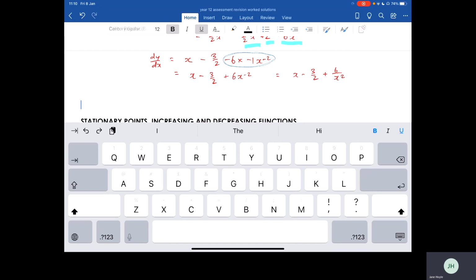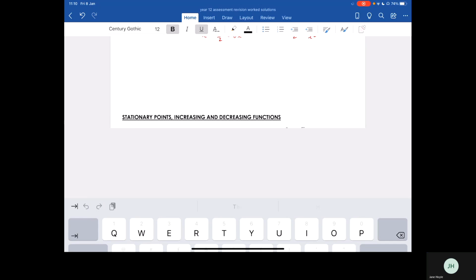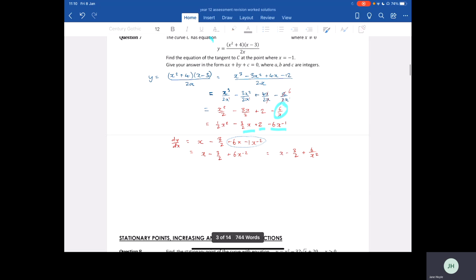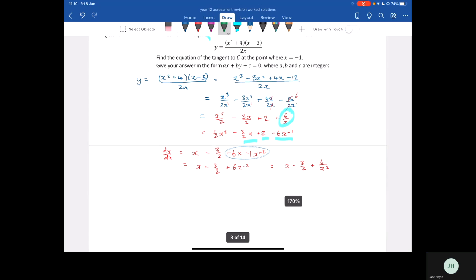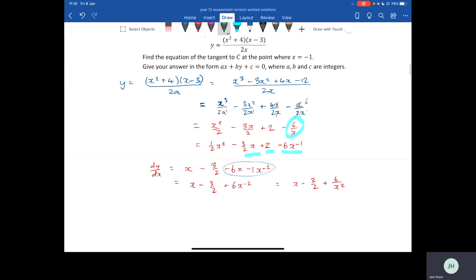Okay, so now we've got that, we can do our tangent finding. So I know that that is the gradient. A function tells me the gradient at every point on the curve, the gradient of the tangent at every point of the curve. So the gradient at x equals -1 is going to be -1 minus 3 over 2 plus 6 over -1 squared. Obviously be careful about the negatives here.